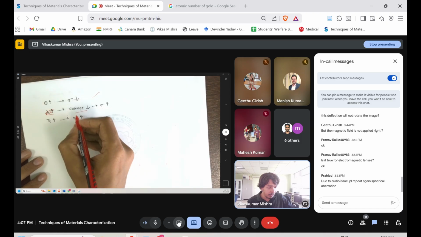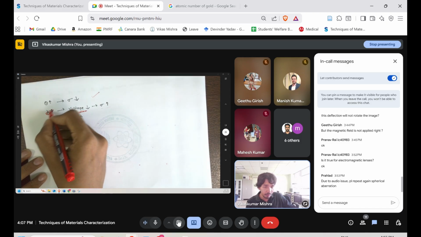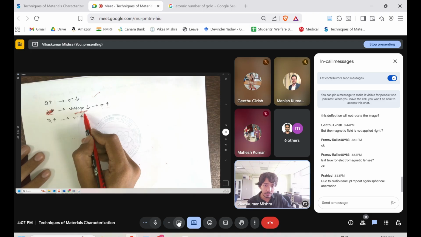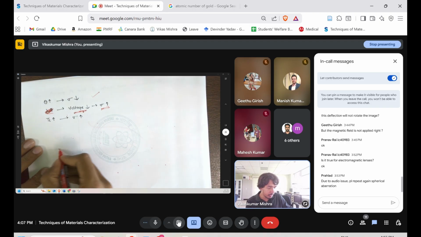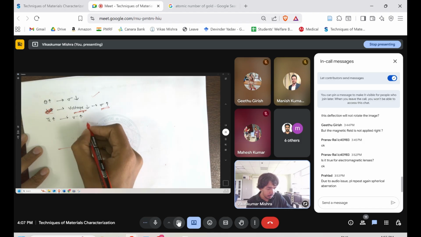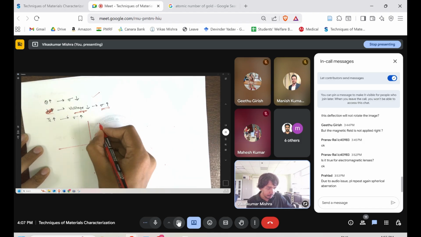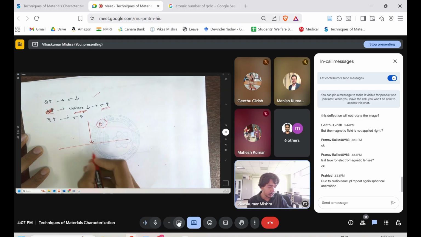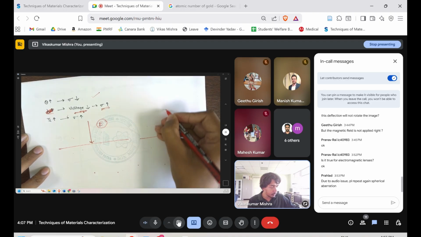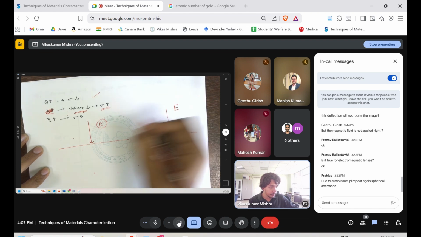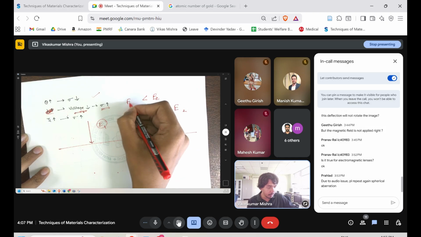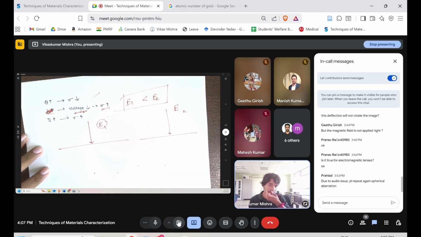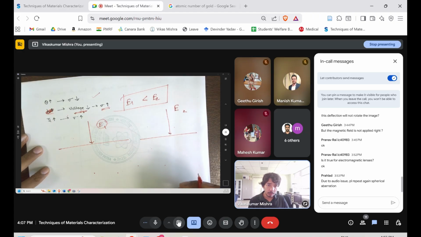If I'm decreasing the wavelength, if I'm decreasing the voltage, let's talk about the mean free path later on. If I'm decreasing the voltage, what is happening? Let's say I'm having this specimen and I applied the energy. Case 1, case 2, again I applied the energy, E1 and E2. The energy E2 is more than E1. So what will happen? Which one will scatter more?